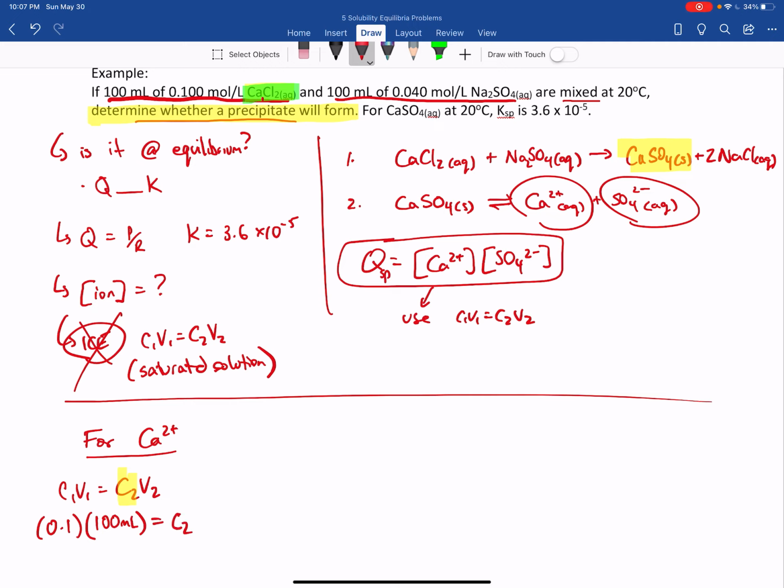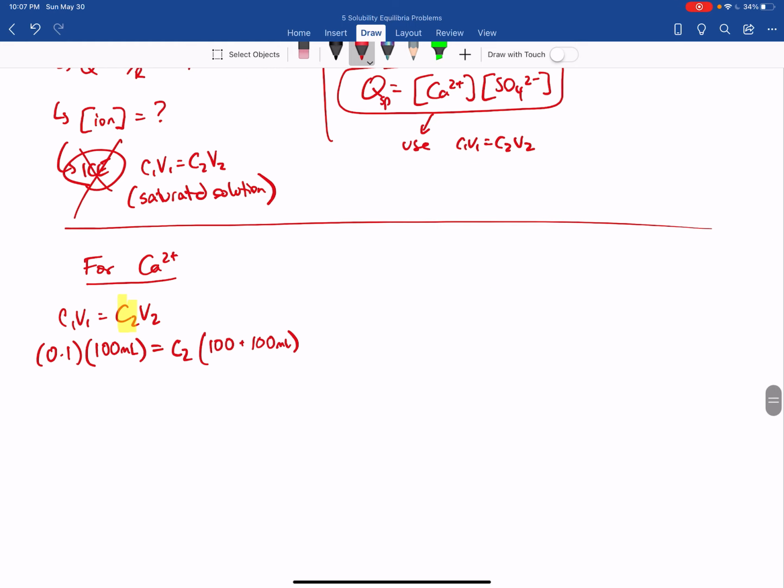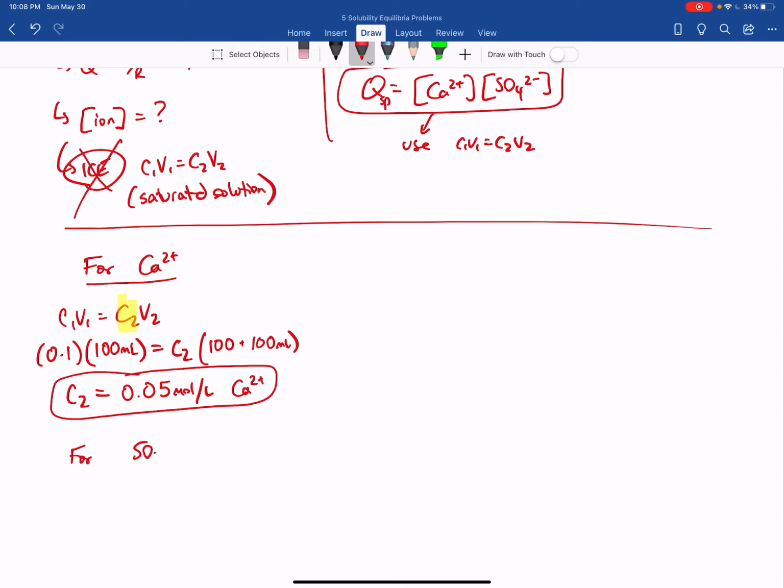We're trying to find the final solution, and the final volume is the addition of the two. So 100 plus 100 milliliters. So when we solve for C2, that's the concentration of these calcium ions at this point. So that's important. Now we'll say for the sulfate ion. This is just based on assuming that those solutions are at the saturated point. If they're past it, we'll interpret that when we compare it to K.